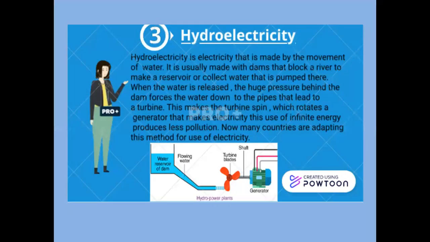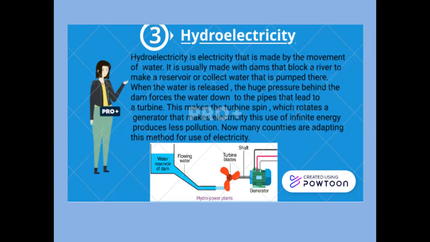Number 3, hydroelectricity. Hydroelectricity is the electricity that is made by the movement of water. It is usually made with dams that block a river to make a reservoir or collect water that is pumped there. When the water is released, the huge pressure behind the dam forces the water down the pipes that lead to a turbine. This makes the turbine spin, which rotates a generator that makes electricity. This use of infinite energy produces less pollution. Nowadays, many countries are adopting this method for the use of electricity.